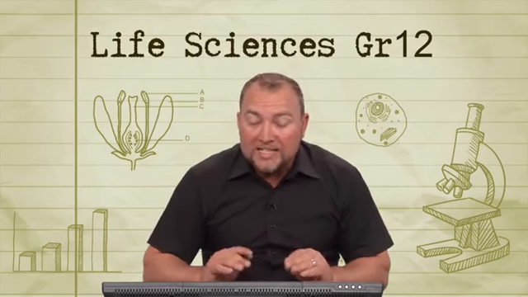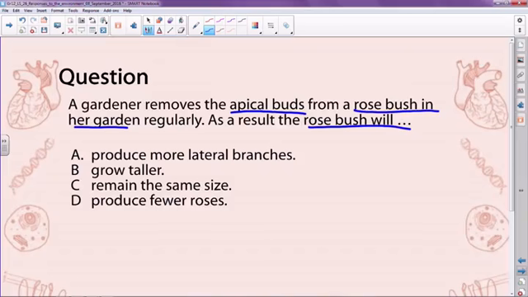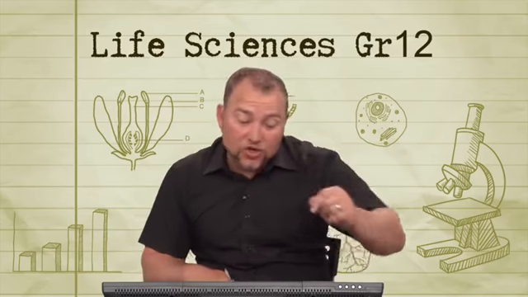Produces more lateral branches, okay? Grows taller, remains the same size, produces fewer flowers. I'm going to give you a quick minute, and I need you to understand. Instead of just choosing one, tell me why. Okay, 1 minute. Are you ready? Off you go.